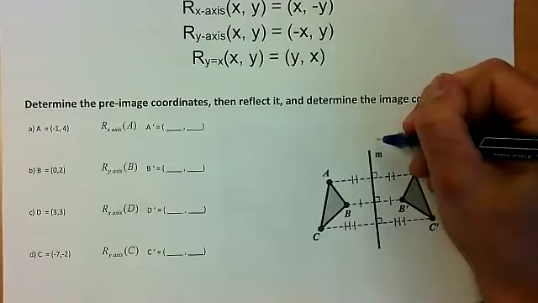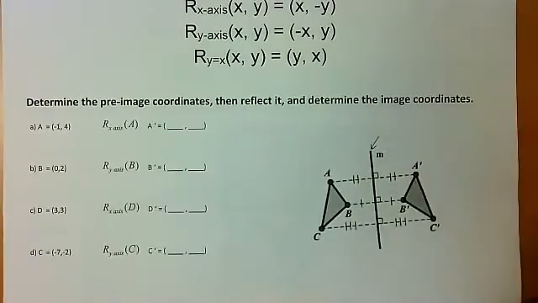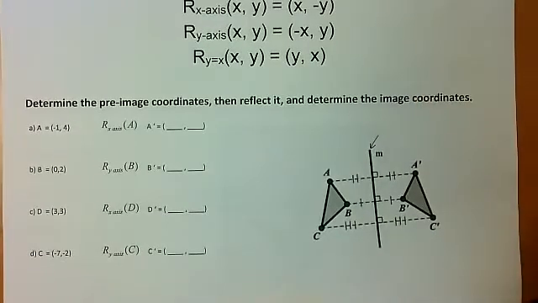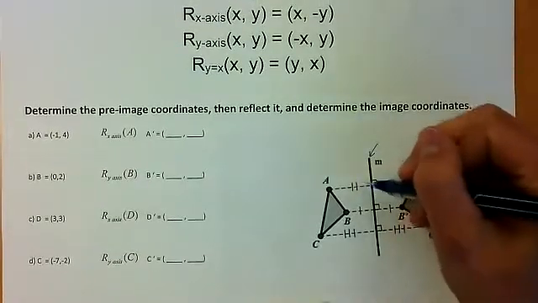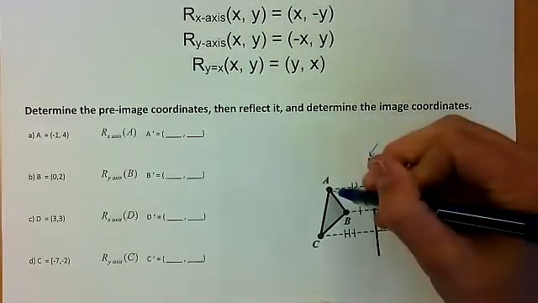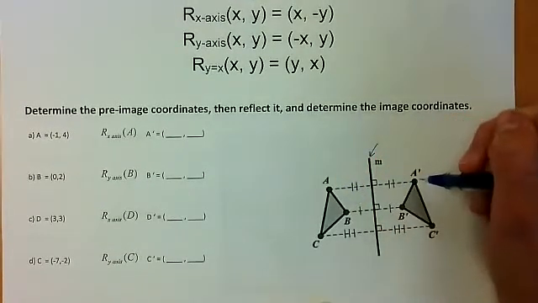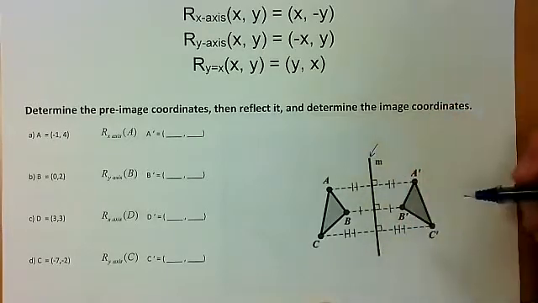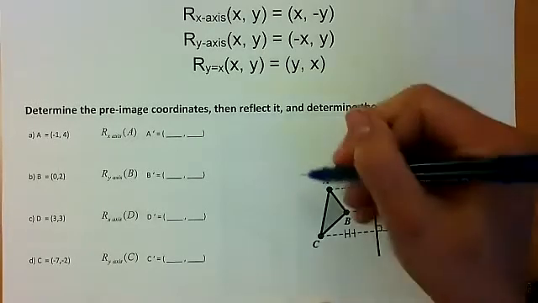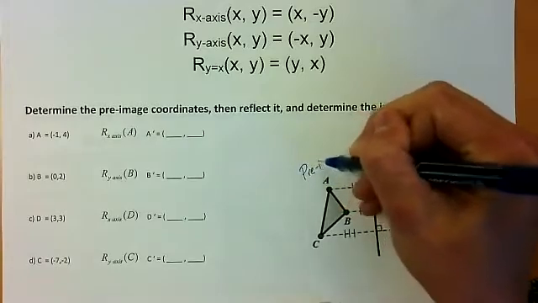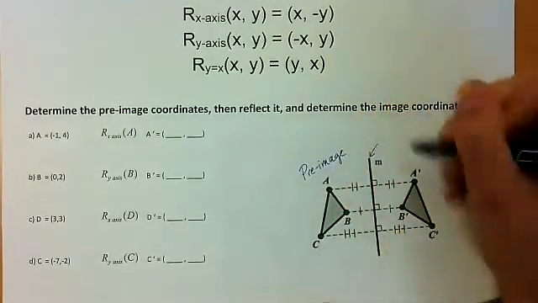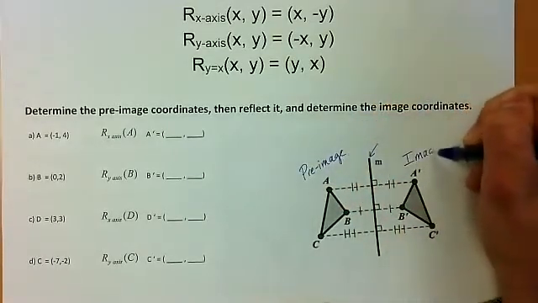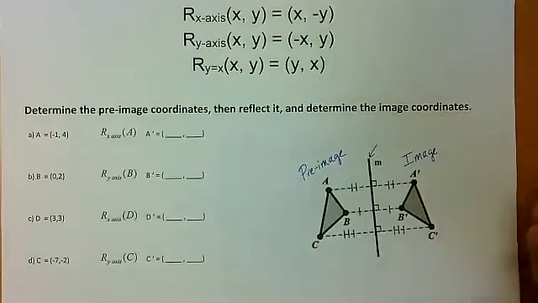Remember, one of the biggest things is knowing what the line of reflection is. So in this case, it's M. And also remembering that the line of reflection is a perpendicular bisector to the distances between the pre-image and the image. Okay, so we've got our pre-image, our original image, and then our image, the one that has undergone the transformation.